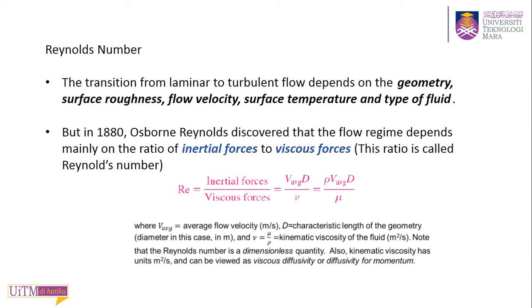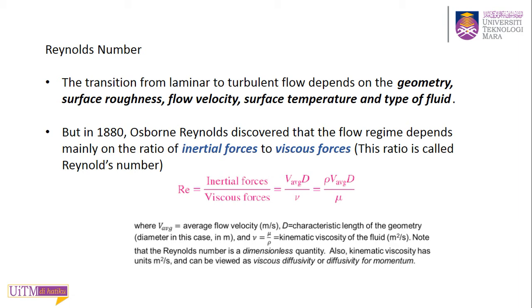So how do we use this Reynolds number? To change from laminar to turbulent, normally the flow depends on the geometry, the surface roughness, the flow velocity, the surface temperature, and the type of fluid, whether it's oil or water or whatever.